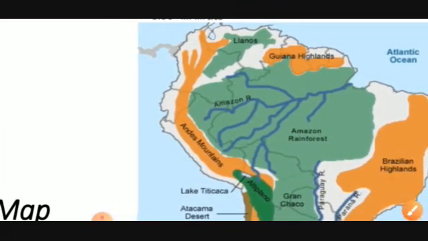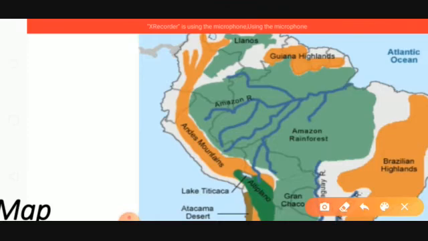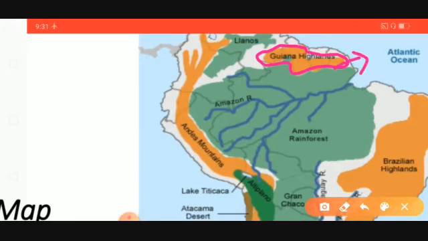Here in the north, first we'll mark Guiana Highland. Draw it like this, shade it, put an arrow and write Guiana Highland. The second one is the Amazon River. When you mark the Amazon River, show that it starts from the Andes Mountain, flows through Brazil and falls into the Atlantic Ocean. So show that it starts from the Andes Mountain, flows and falls into the Atlantic Ocean.